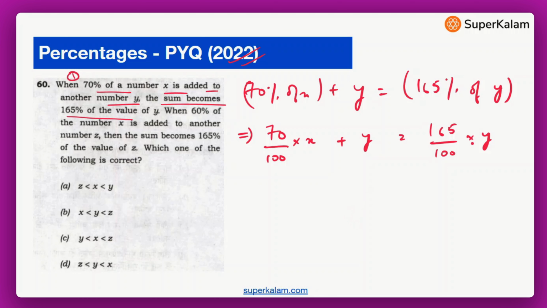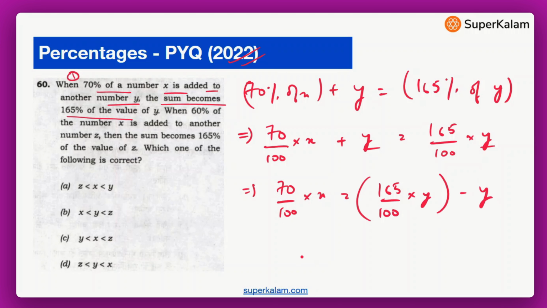Now here also we have y, here also we have y. We can take y here. So 70 by 100 of x is equal to 165 by 100 of y minus y, and this can be written as 65 by 100 of y. This is easy subtraction of fractions. So 70 by 100 of x is equal to 65 by 100 of y.